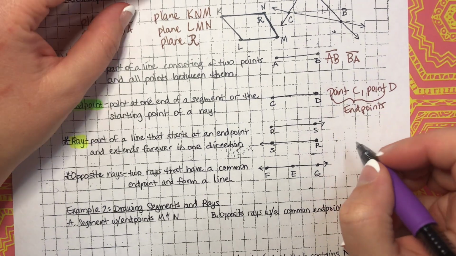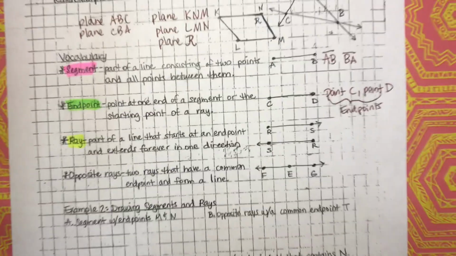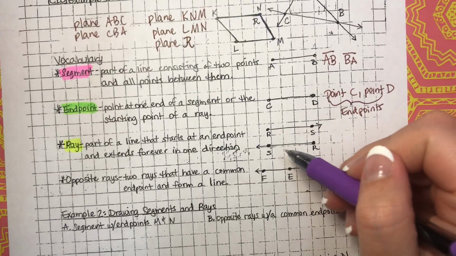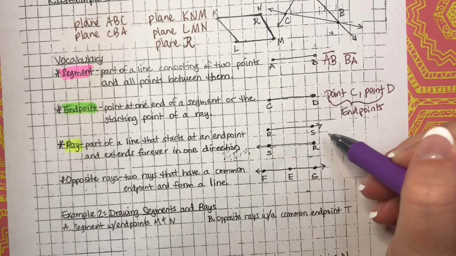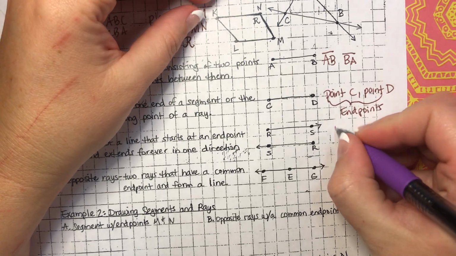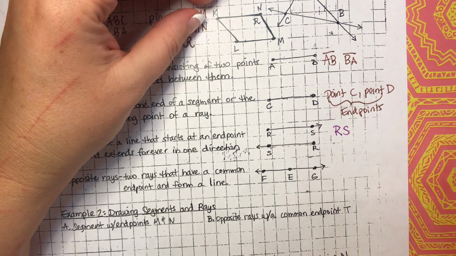I always like making the symbols for rays. I think they're kind of fun. Okay, so this is a ray, RS. It has an endpoint of R, and it goes forever and ever in the direction of S. So we would write that all like this, RS.